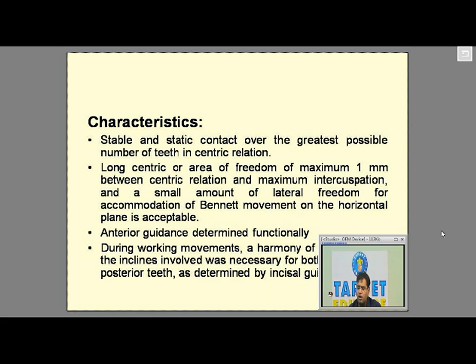Cuspation and a small amount of lateral freedom for accommodation of Bennett movement on the horizontal plane is acceptable. Anterior guidance is determined functionally. During working movements, a harmony of contact on all inclines involved was necessary for both anterior and posterior teeth as determined by incisal guidance.